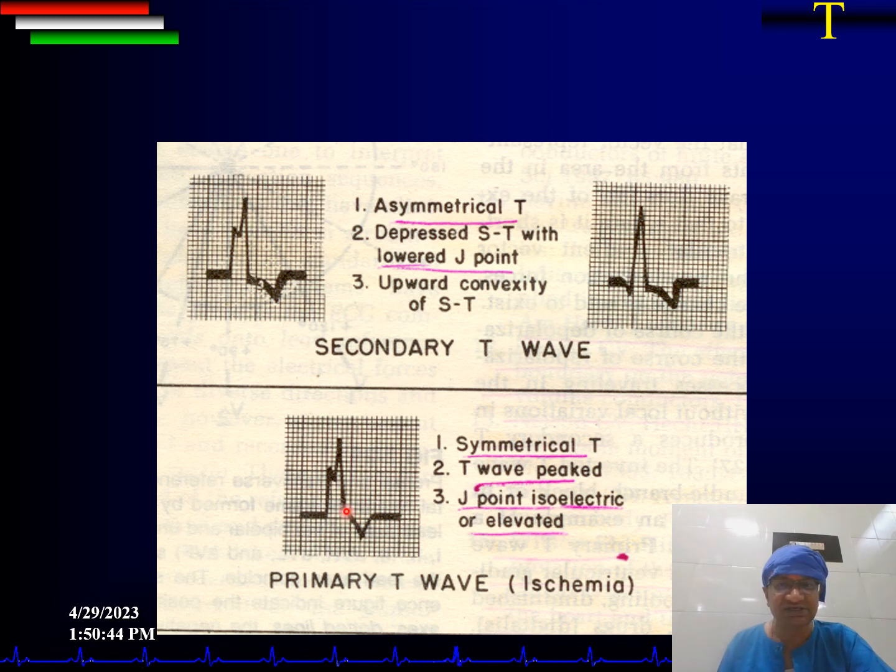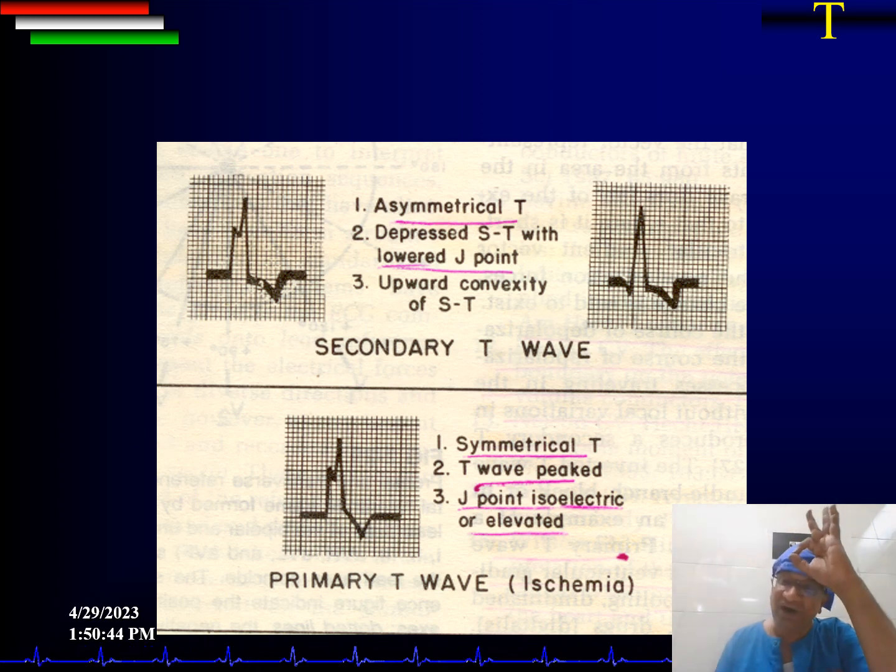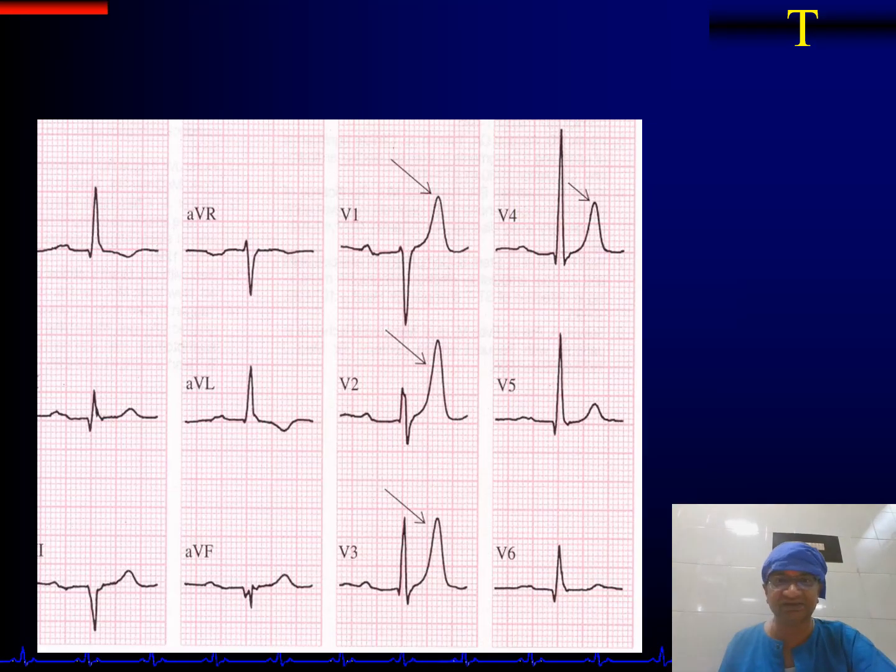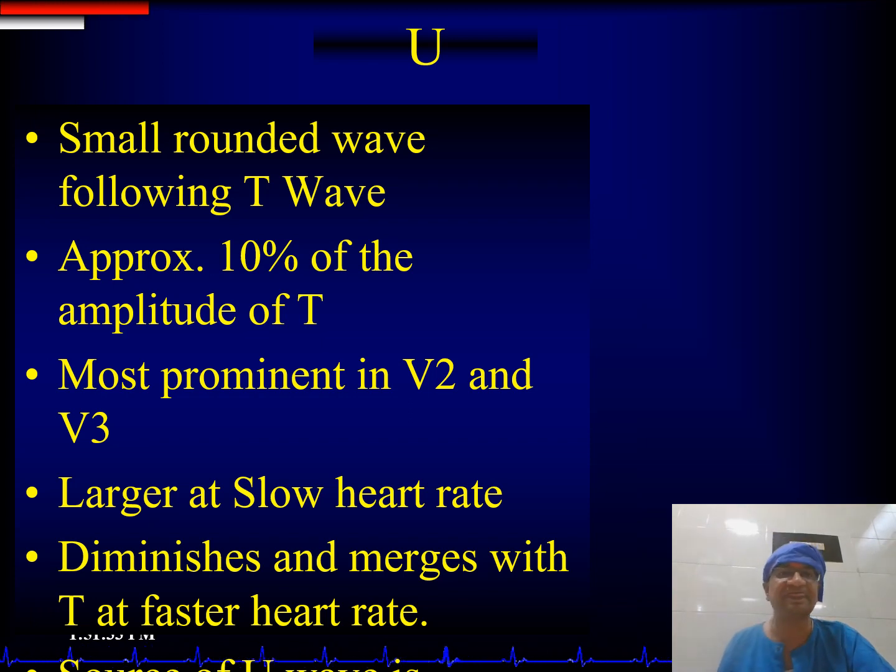But here you see symmetrical, with the J point slightly elevated, then peaked T waves. Then it is likely to be an ischemia or a primary T wave. Secondary T wave, there is no possible ischemia. Maybe due to LVH, the T wave is inverted. Now you see the height, it should be 15 millimeters here in the precordial leads, or it should be 5 millimeters in the limb leads.